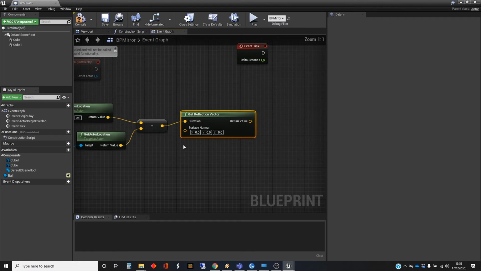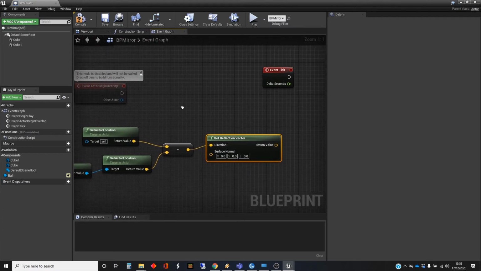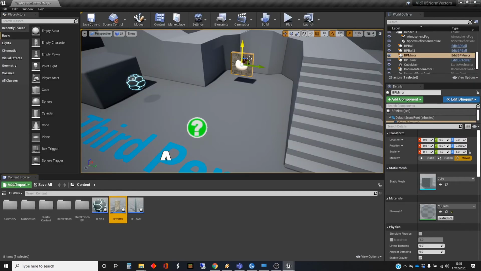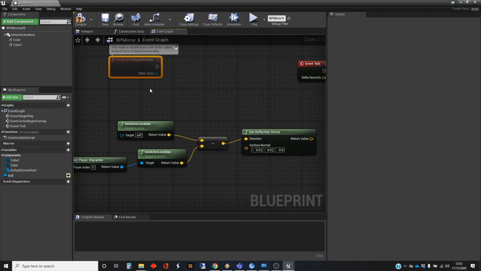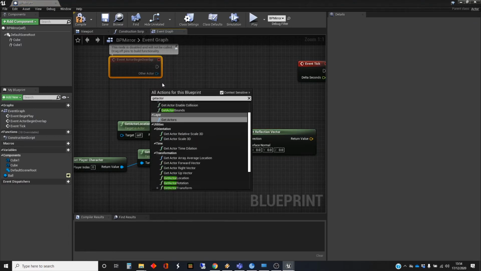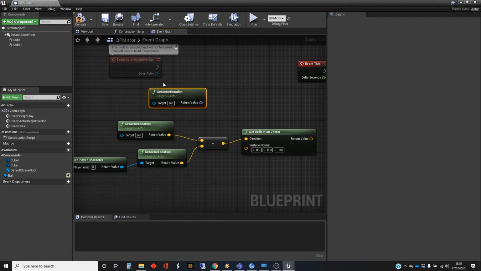There we are. And so we need the surface normal. Now, this object has been set up. The mirror has been set up so that the forwards attitude of the object is the normal vector that we're looking for. And so we can actually get that from the rotation information of the object. So get vector rotation.